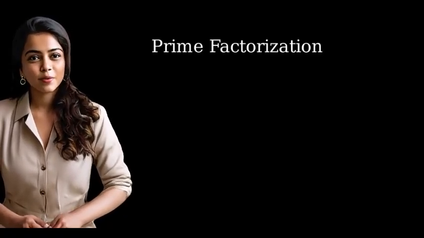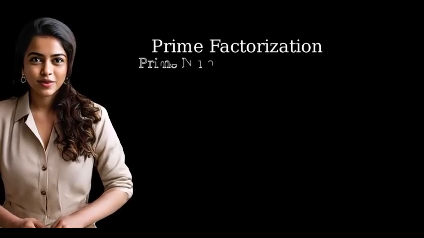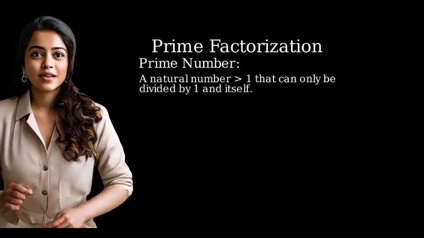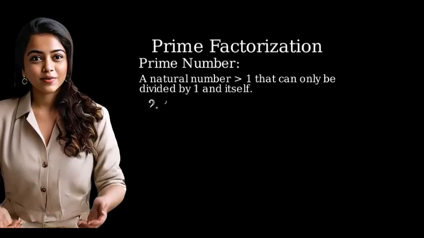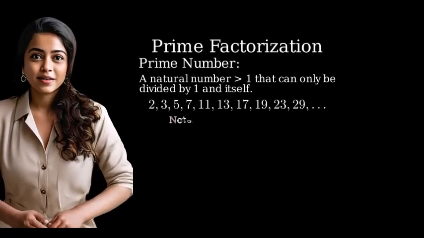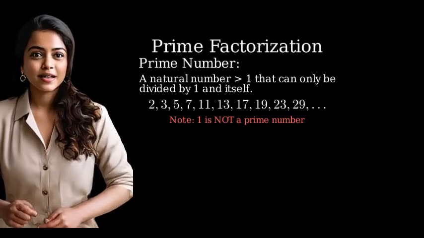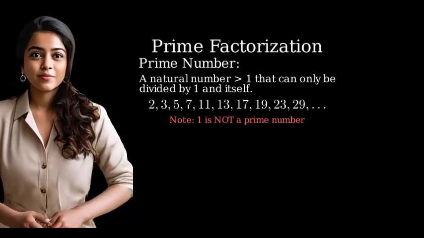Before we dive in, let's remember what prime numbers are. A prime number is a natural number greater than one that cannot be formed by multiplying 2 smaller natural numbers. Examples of prime numbers include 2, 3, 5, 7, 11, and so on. The number 1 is not considered a prime number.